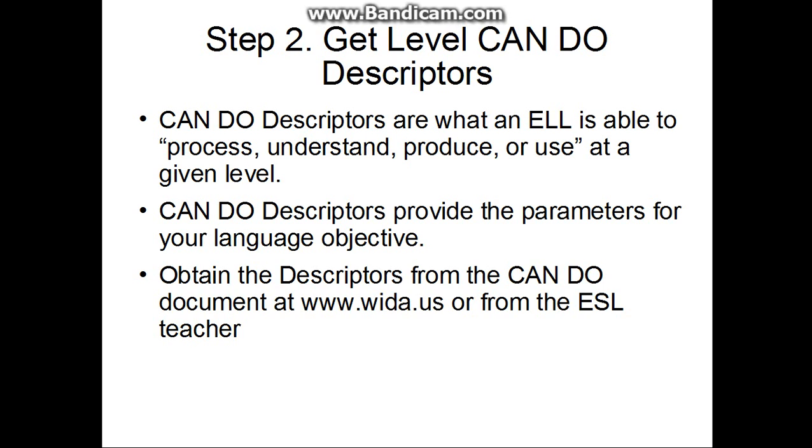The second step will be to get the can-do descriptors. And what the can-do descriptors are, they're descriptions of what the English language learner would be able to process, understand, produce, or use at a given level. What kind of English language the ELL would be able to process, understand, produce, or use. And the reason you're getting them is to provide the parameters for your language objective. Okay, they're going to give you an indication of what kind of language objective you will have.